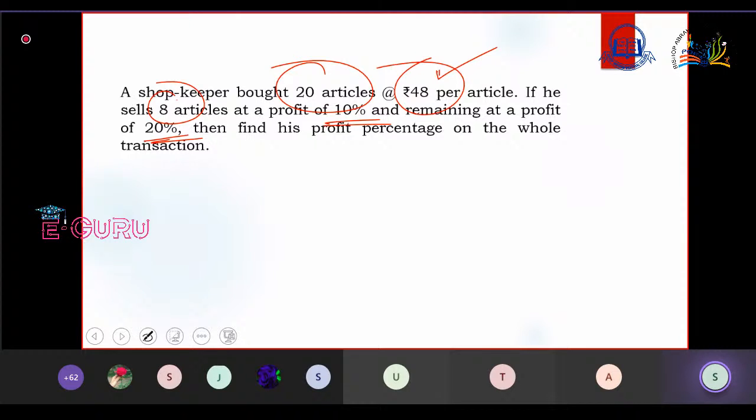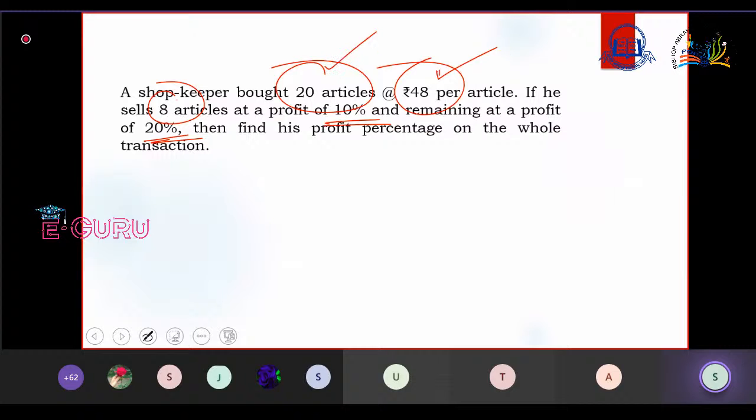So it is given indirectly. It is not saying that cost prices are same, but given the value and saying that each article costs 48 means all the cost prices are same. So we can apply the previous rule here also. We need to add all the profit, we need to subtract all the losses divided by total transaction.